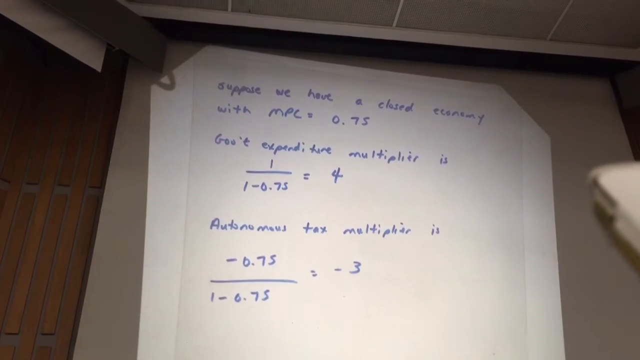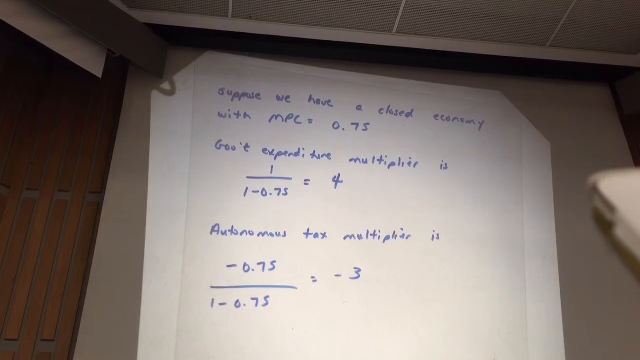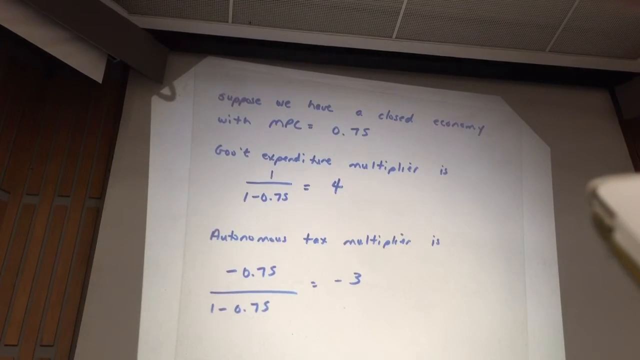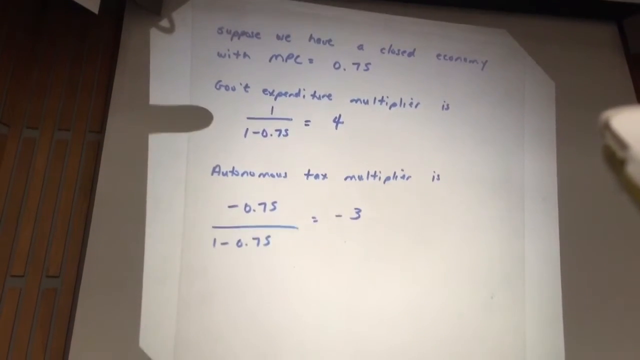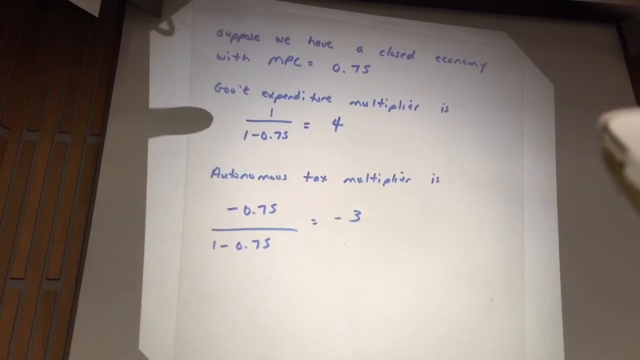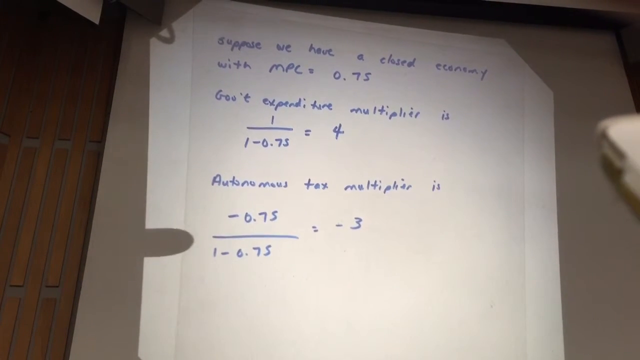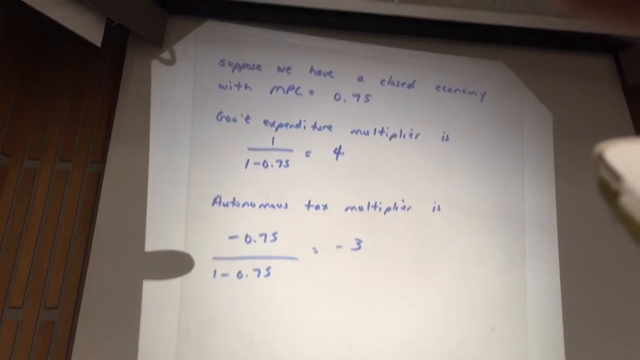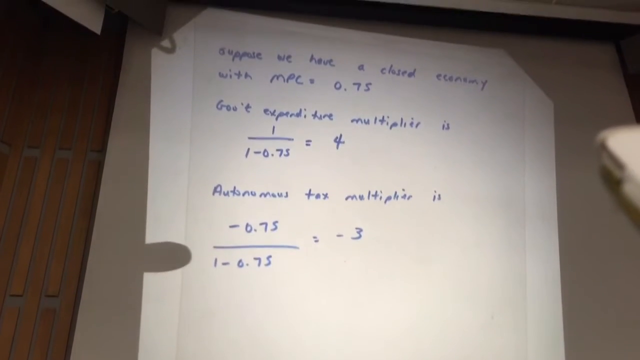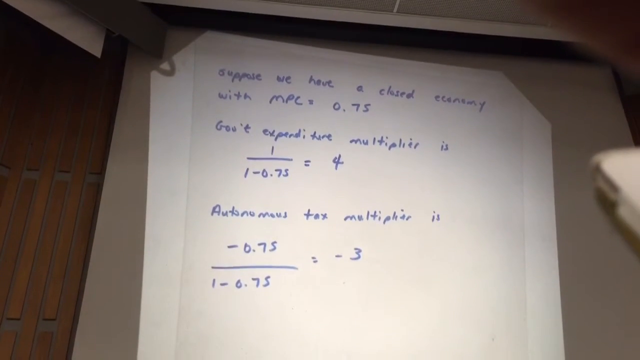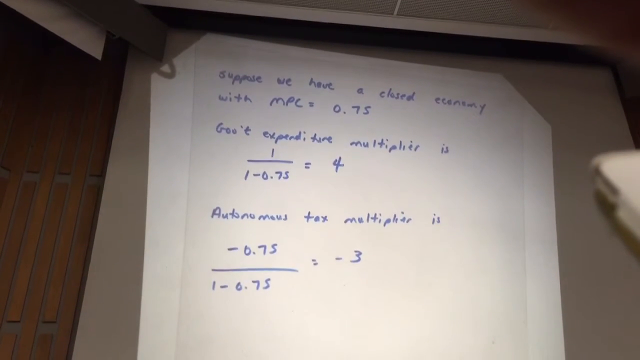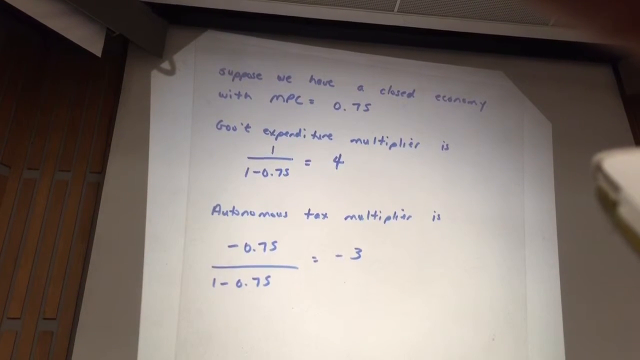In other words, if I want to make a certain change in real GDP in the economy, I'm going to have to change taxes by more than I would change government expenditure. Why is that? Because people save some of their disposable income. So a $1 change in taxes is going to have a smaller effect than a $1 change in government expenditure. Anybody have any questions about that? Okay.